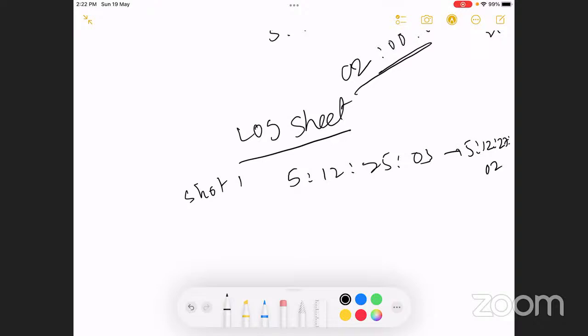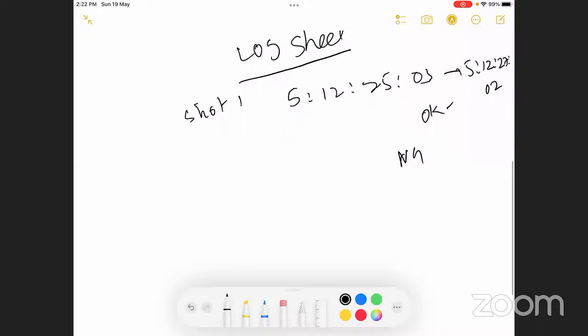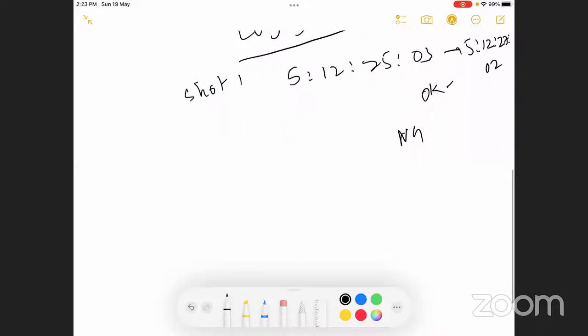If the shot is okay or the footage is okay, we call it OK. If it is not good, we call it an NG. Shot okay, shot not good. This is the log sheet, and it is prepared in post production.